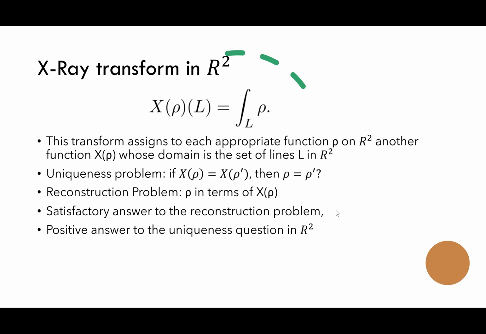Then there's another problem, which is called the reconstruction problem. It's rho in terms of X of rho, which basically means reconstructing the function rho from the data we collected, or the X-ray signals, which is X of rho. We use that to build the actual rho, so modeling the actual object, actual human organs. Here, X of rho actually determines rho.